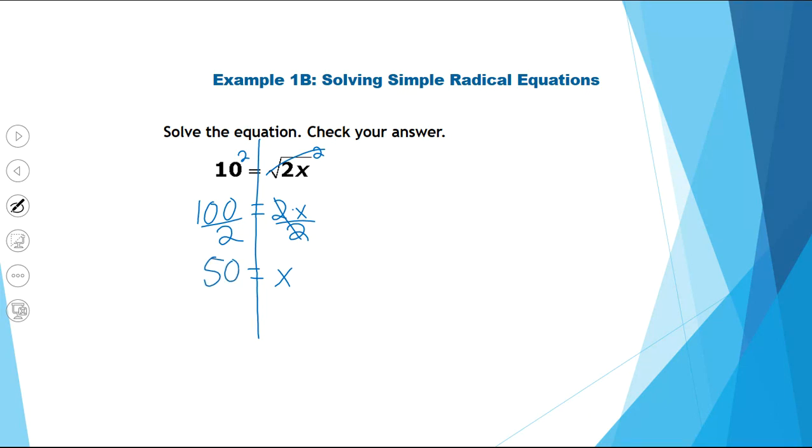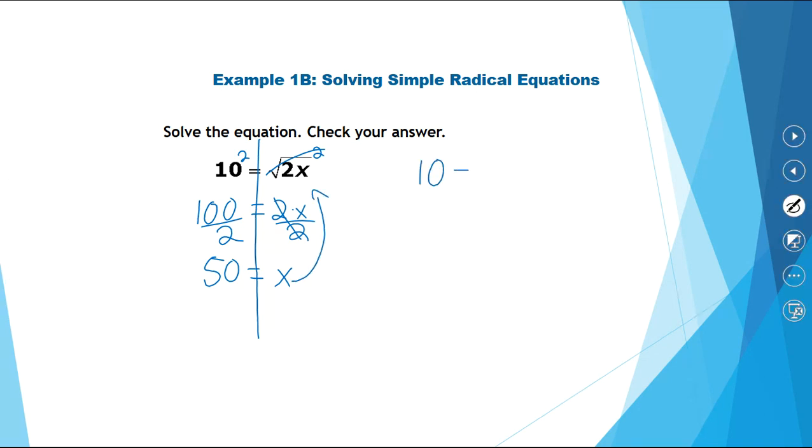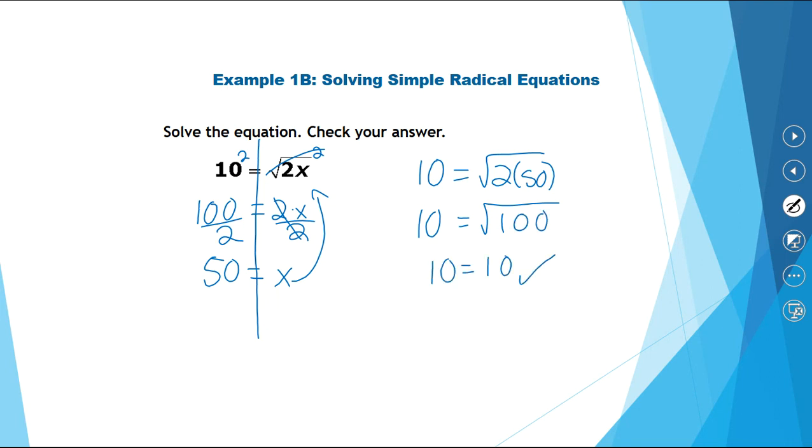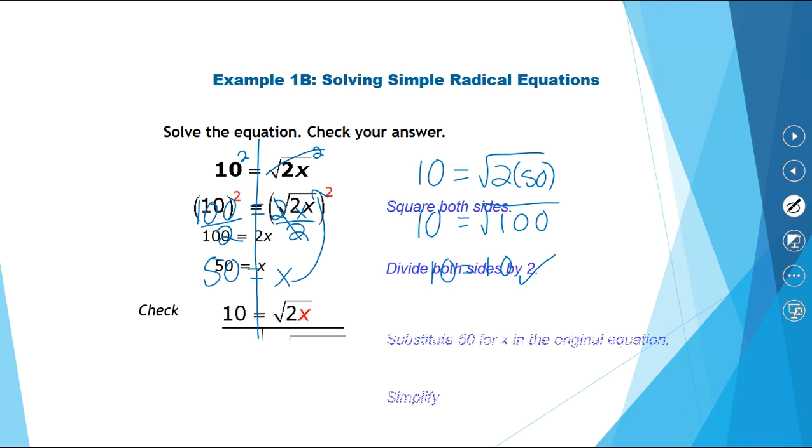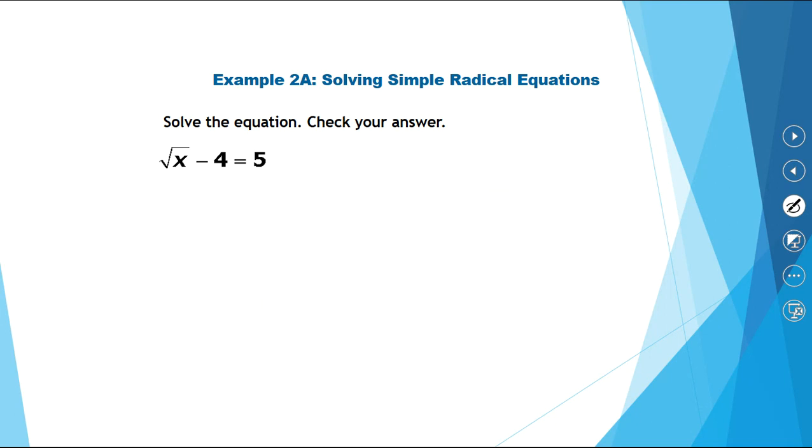And if you're ever in doubt whether that was the correct answer, you could plug it in and see if it works. So the equation is 10 equals the square root of 2 times x, but x is 50. So 10 equals the square root of 2 times 50, but that is 100. The square root of 100 is 10, so of course 10 equals 10. It does indeed pan out. So plug in your answer and see that it works, and you can make sure that you're correct. Okay? So it's a good way of checking your answer.